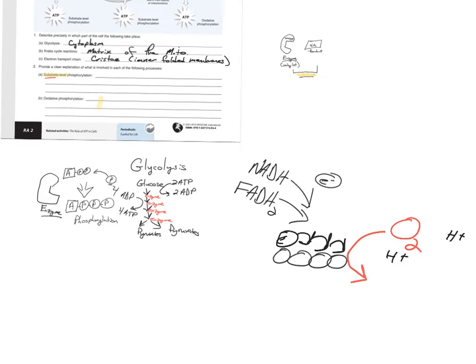Carbon dioxide, but that's already done, right? That was done before it entered the Krebs cycle. We'll go over that in a second. We make water. That's right. That's where water's made. That oxygen takes that last electron and makes water.